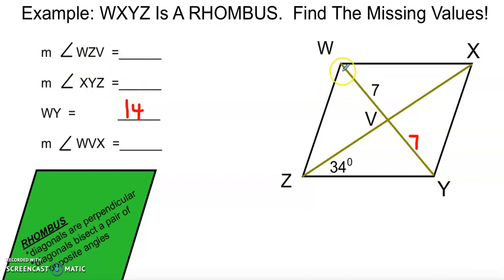And then let's take a look at angle WZV. So angle WZV is this angle right here. So because on a rhombus, diagonals actually bisect the angles, because this angle is 34 degrees right here, that makes this angle here also 34 degrees. And that makes angle WZV 34 degrees.